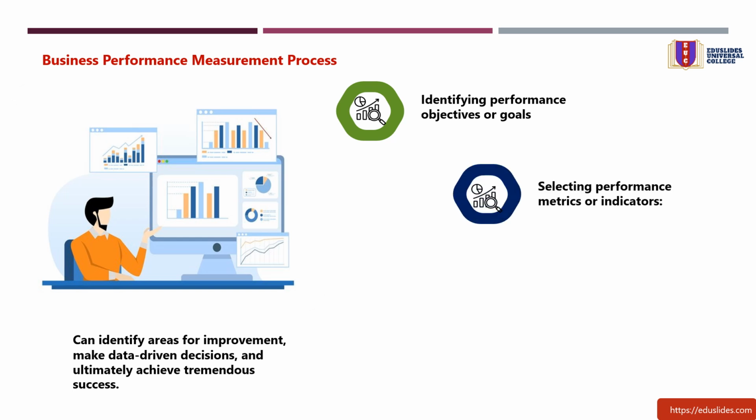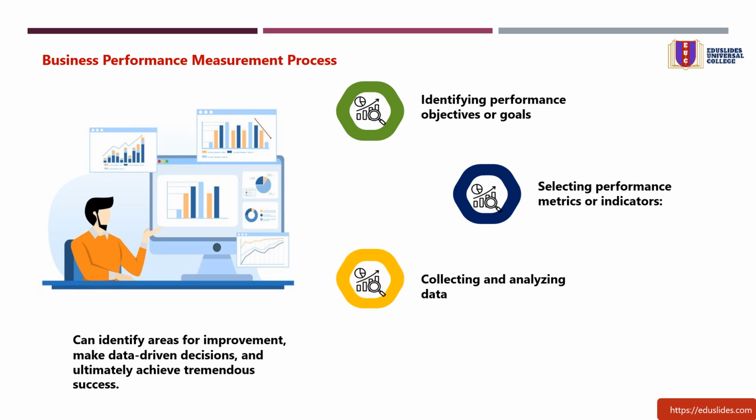2. Selecting performance metrics or indicators. After identifying performance objectives, the next step is to choose metrics or indicators that can be used to measure progress towards those goals. For example, these could be quantitative measures, such as revenue or profit margins, or qualitative criteria, such as customer feedback or employee satisfaction.